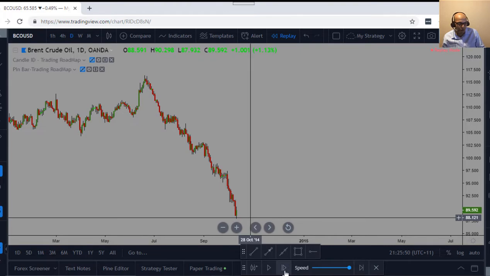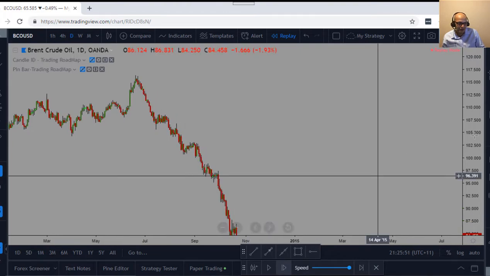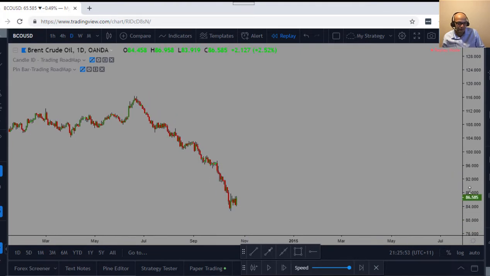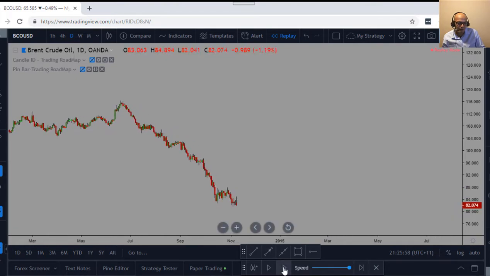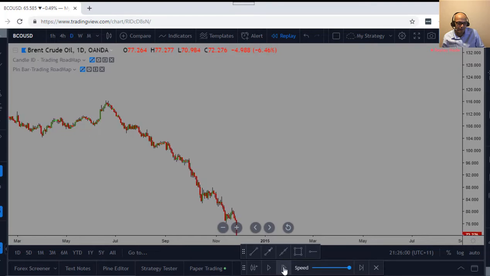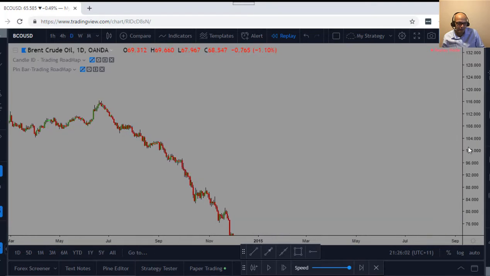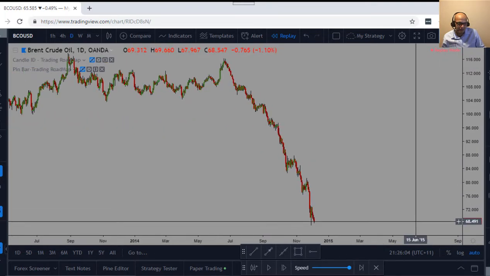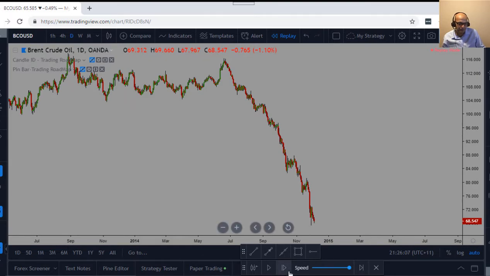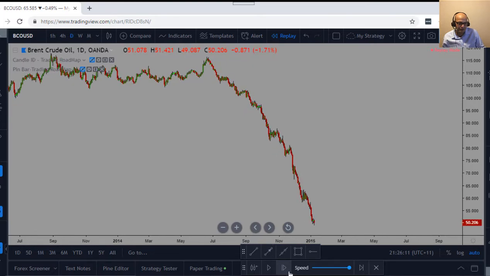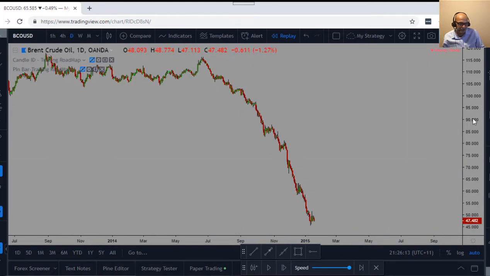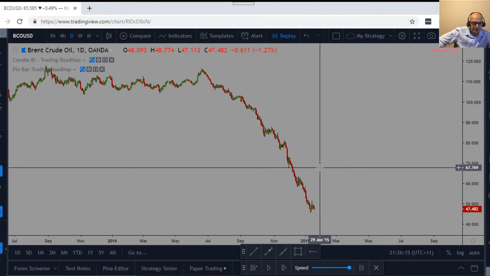Now we have a lower low. We don't have a lower high yet. Look at this. Look at this. Look. Wow. That's a downtrend, and that was the massive sell off in the oil in 2014.